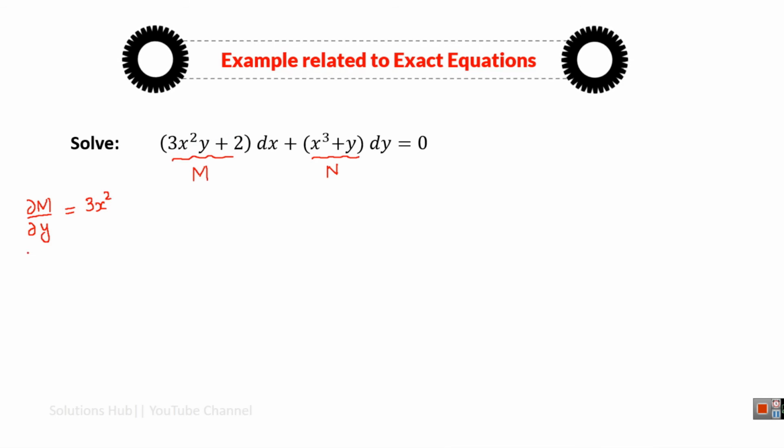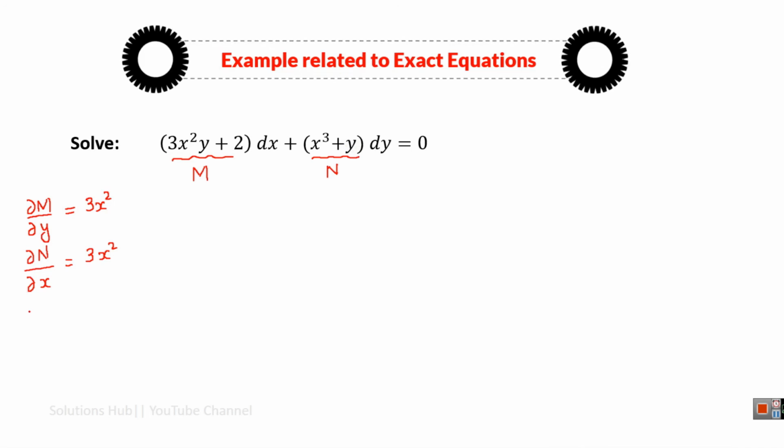Now we have to take the partial derivative of our function N with respect to x, and our N function is x cube plus y, as we are taking the partial derivative with respect to x. So the derivative of x cube plus y will become 3x square, and y will be treated as a constant, and its derivative will be 0.